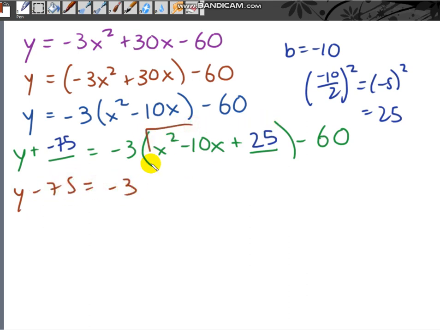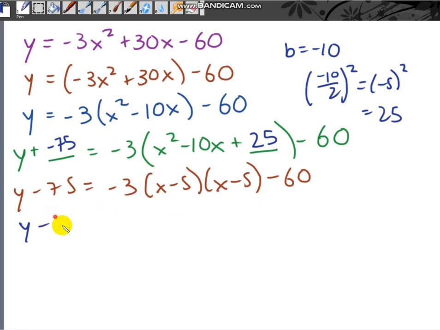Again, take this expression here, and what you want to do is try to factor it. So if you factor it, you're finding two numbers that multiply to 25 and add to negative 10. Do this correctly, and you're going to get x minus 5 times x minus 5 minus 60. Okay. Next, what we can do is group these factors together. So y minus 75 equals negative 3 times x minus 5 squared minus 60.